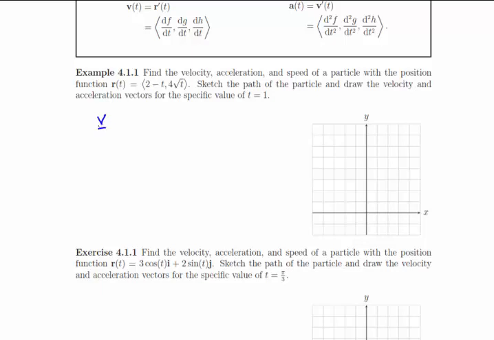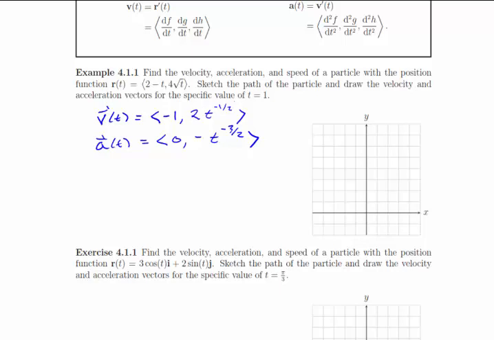V of t equals, well, if I take the derivative of 2 minus t, I just get negative 1. And the derivative of 4 root t is going to be 2t to the negative 1/2. Remember that the square root of t is just t to the 1/2 as we take that derivative there. And our acceleration function now is going to be 0, and then negative t to the negative 3/2 as we pull that negative 1/2 down there and cancel the 2 and subtract 1 here.